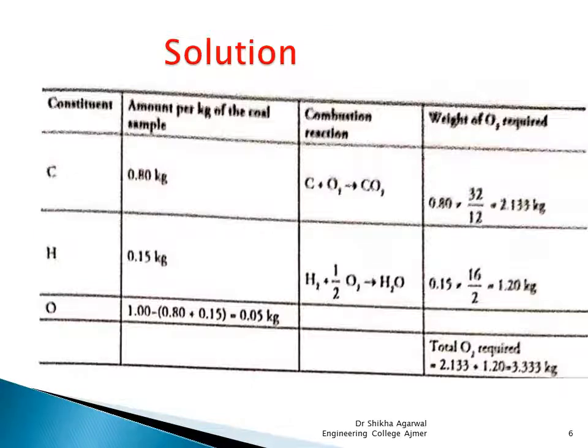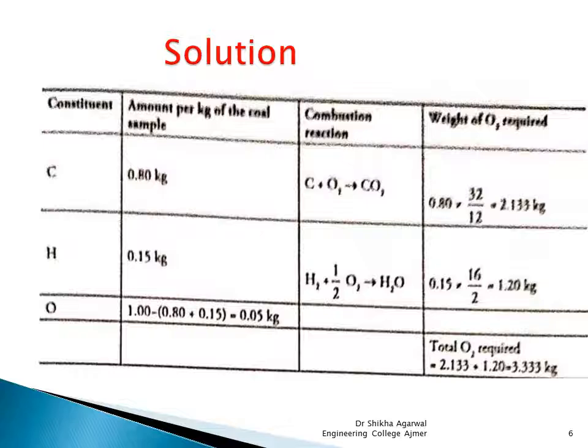Now here you can see the first column contains the constituent. Second column contains the weight of the constituent per kg of the fuel. Remember, here this is solid fuel, so we are doing it in terms of weight. If it is gaseous fuel, then it is in terms of volume.